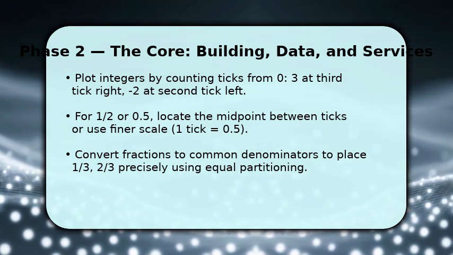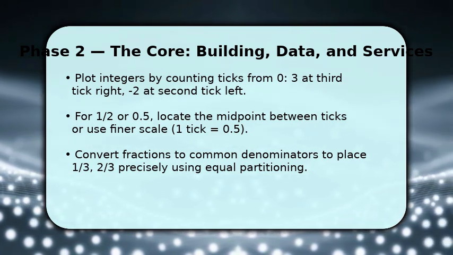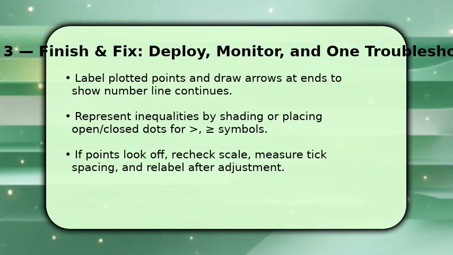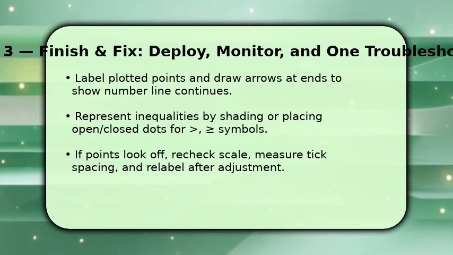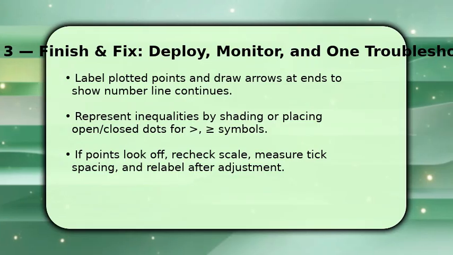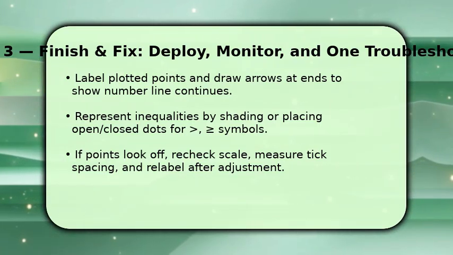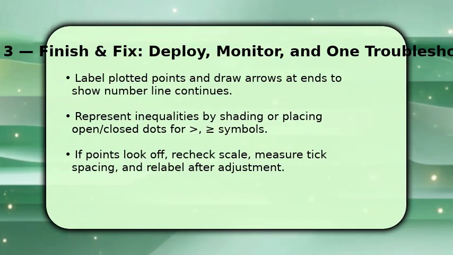Once positioned, lightly label each point to avoid confusion. Finish by labeling each plotted point clearly and adding arrows at both ends so the line implies continuation. Use closed dots for included values and open dots for excluded ones when showing inequalities. Shading a region highlights a solution set.